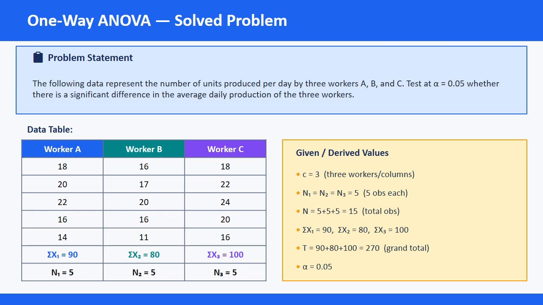Now let us apply everything we have learned. Here we are given production data of 3 workers A, B and C. Each worker has 5 observations, so the total number of observations is 15. We are asked to test whether their average production differs significantly at the 5% level. So this is a classic one-way ANOVA problem.